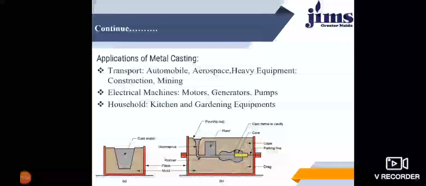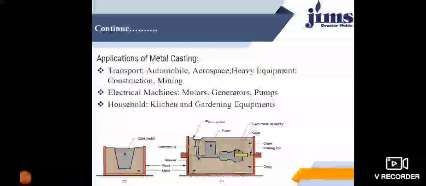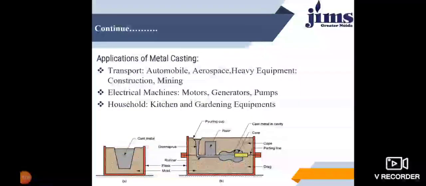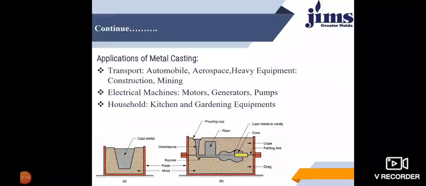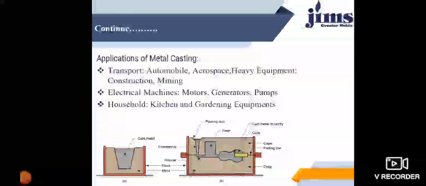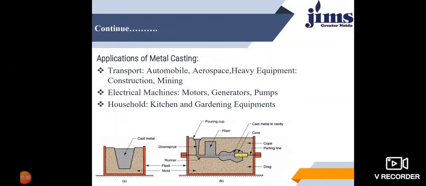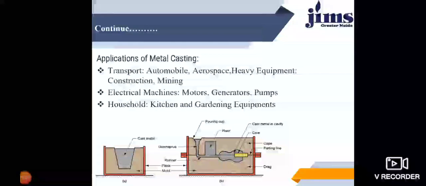Then we have the mold cavity, and we can see that the yellow portion there is a parting line. Parting line is that there are 2 portions in a mold cavity. One is cope and one is drag. The below portion is known as drag and the top portion is known as cope. So the line which separates these 2 portions is known as parting line, okay.